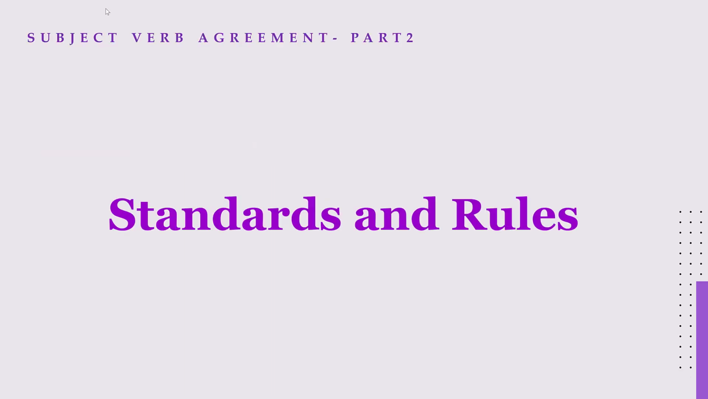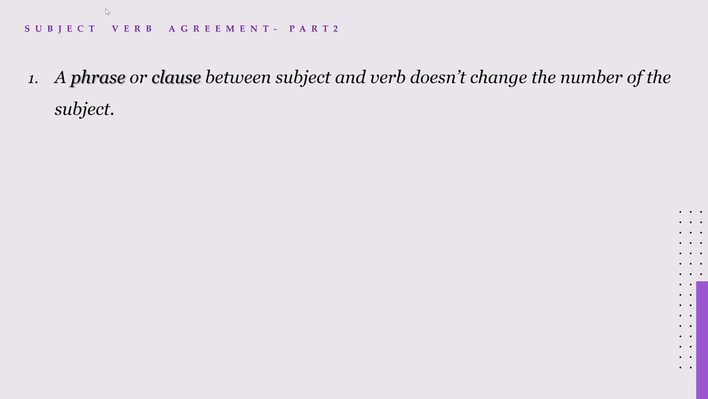Let's get going. There are many standards and rules that you need to know. In this part, you will learn 10 rules and you might understand how to use them correctly. In the first rule, a phrase or clause between subject and verb doesn't change the number of the subject.